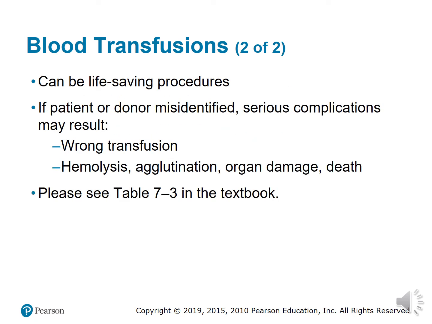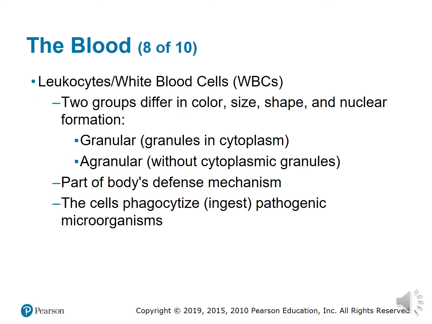All right, these can be life-saving procedures, but if the patient or donor is misidentified, serious complications may result: wrong transfusion, hemolysis, agglutination, organ damage, death, and these things that we just talked about. See that in table 7.3.